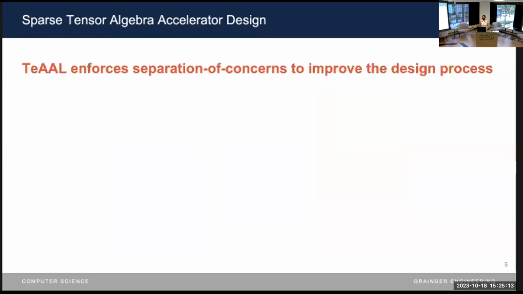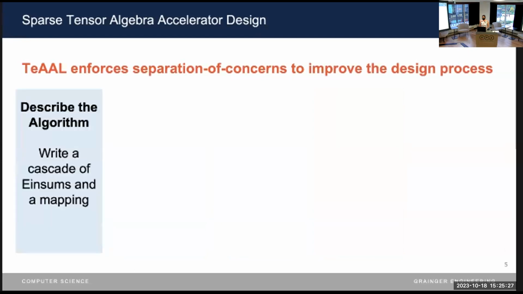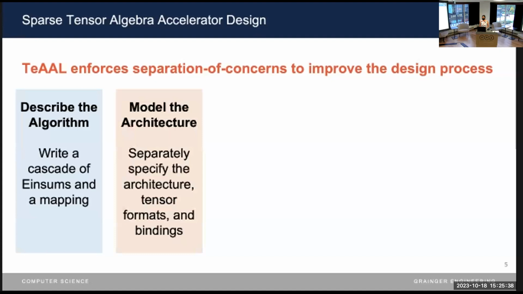TeAAL enforces a separation of concerns by defining a hierarchy of declarative specifications for describing accelerators, following the paradigm of works like Halide and Taco, which we also heard from earlier. These specifications describe the algorithm in two parts. A set of equations we call a cascade of einsums, and a mapping describing the scheduling of the computations within the cascade. Separate specifications also describe the architecture and sparse tensor formats. A binding specification ties everything together.